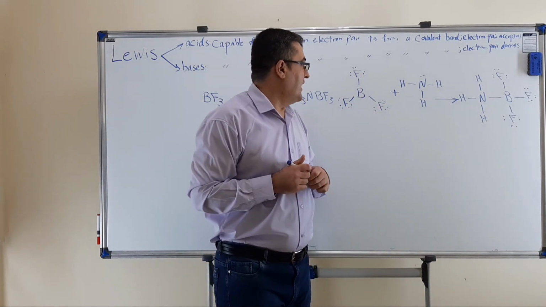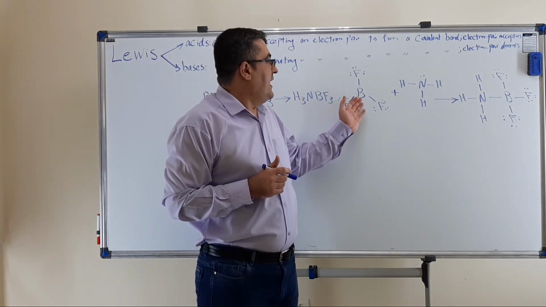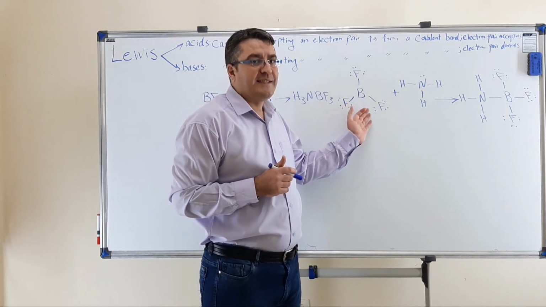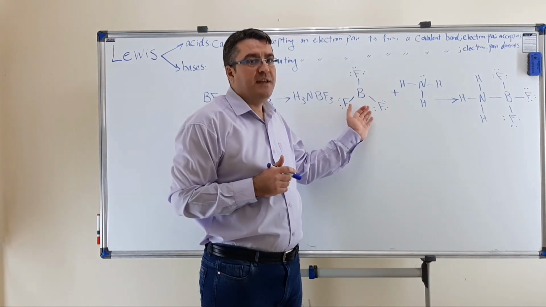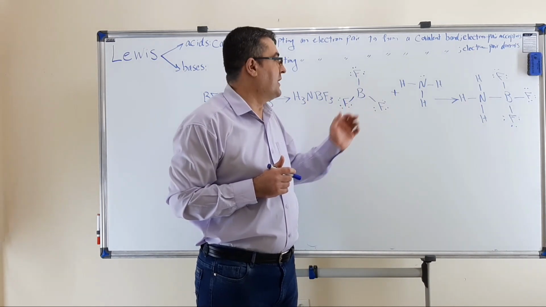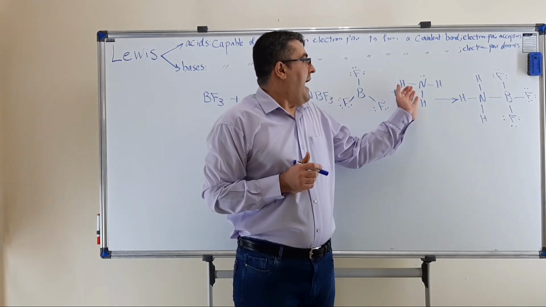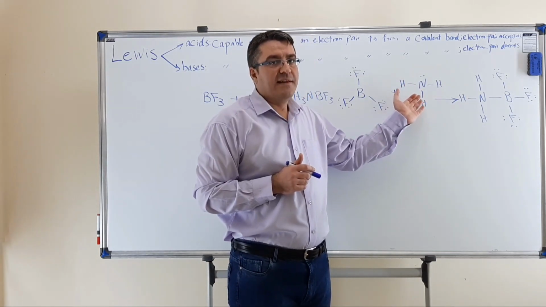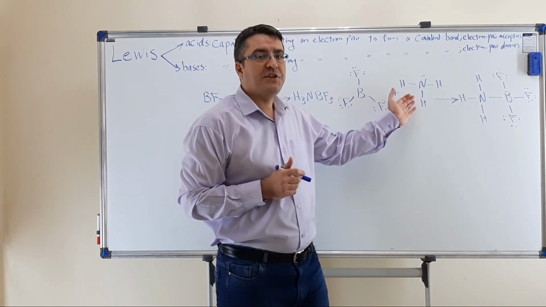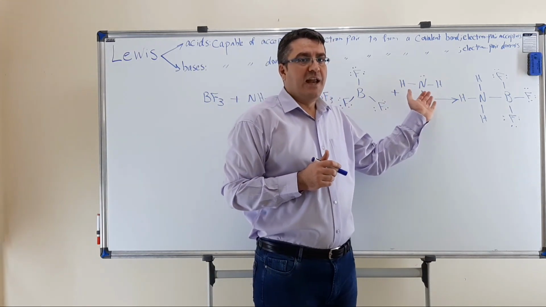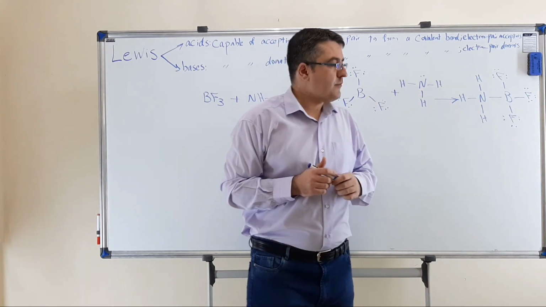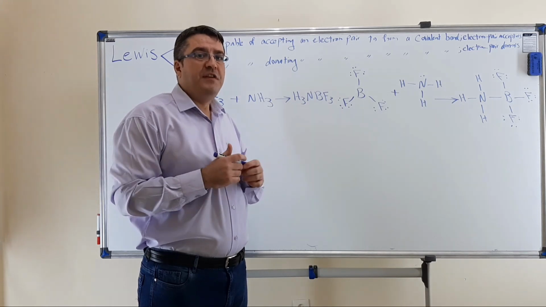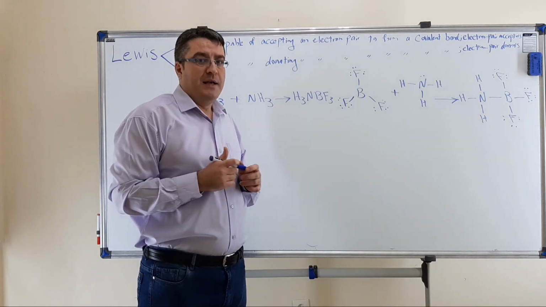So in this reaction, BF3 is accepting an electron pair. It is an electron pair acceptor, so we can consider BF3 as a Lewis acid in this reaction. On the other hand, in this reaction, NH3 is donating an electron pair. It is an electron pair donor, so in this reaction, we can consider NH3 as a Lewis base. The Lewis acid-base theory is broad and we can consider many examples here.